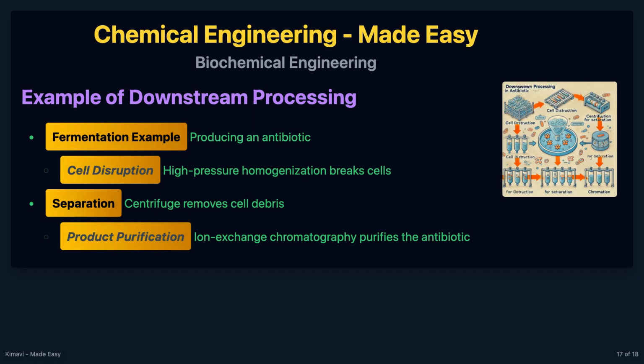Consider a fermentation process producing an antibiotic. The downstream processing steps might include cell disruption using a high-pressure homogenizer to break open bacterial cells, separation by centrifuging the homogenate to remove cell debris, and purification using ion exchange chromatography to purify the antibiotic.